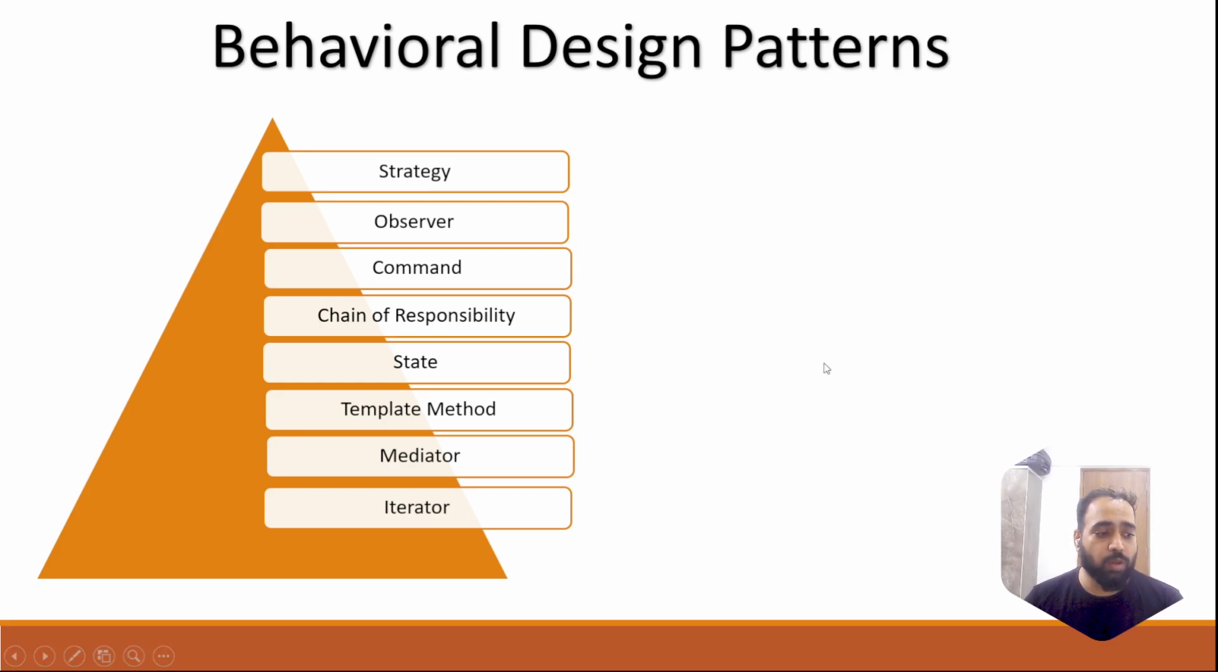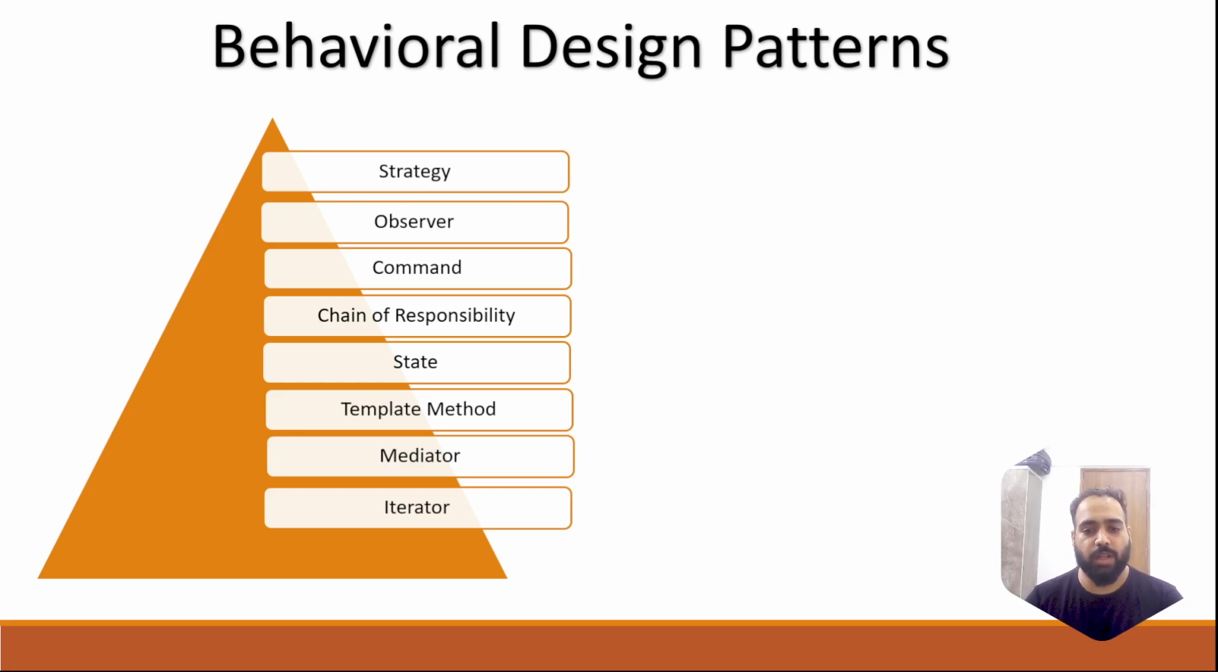The fourth one is the chain of responsibility. This design pattern helps in REST API implementation many of the time, because it delegates the request to a chain of handlers until one of them processes the request. The state design pattern allows an object to change its behavior when its internal state changes. The next is the template method design pattern. It defines the skeleton of an algorithm and lets subclasses fill in the specific steps.